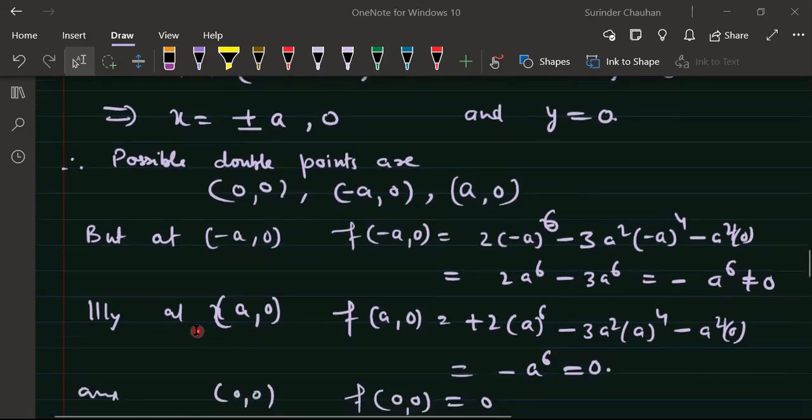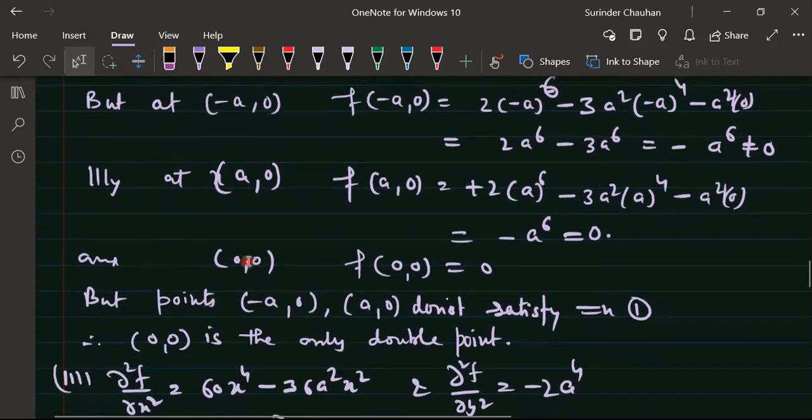Now similarly, at the point (a, 0), put x equal to a, y equal to 0. Again, this is minus a, which can't be 0. So these two points are not double points. Put (0, 0) again, the third point, this comes to 0. So (0, 0) is the double point.